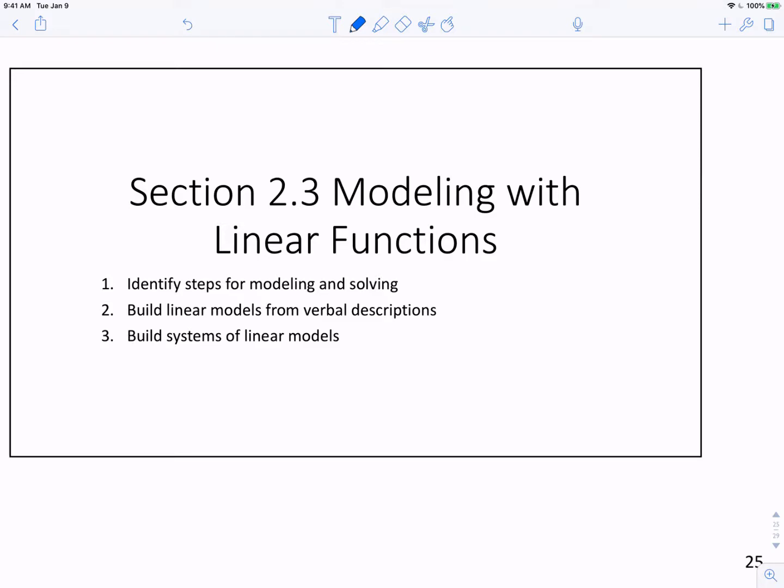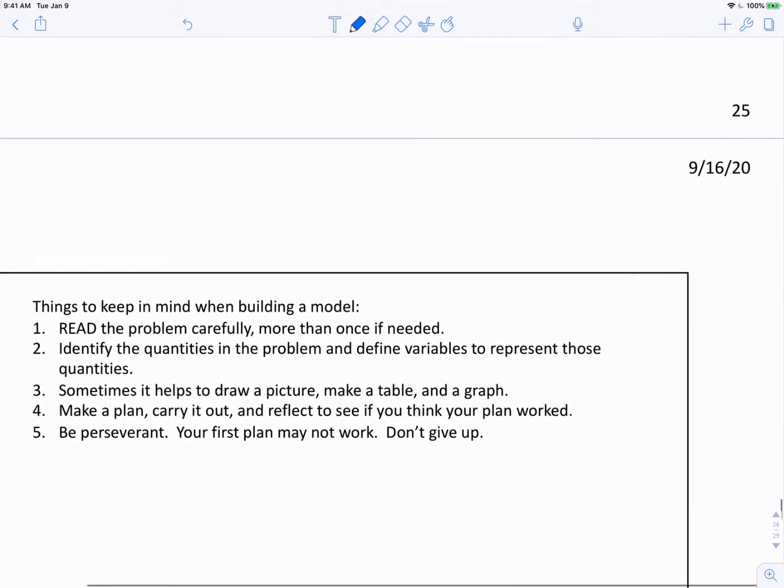Section 2.3, Modeling with Linear Functions. In this section, we'll identify the steps for modeling and solving. We'll build linear models from verbal descriptions, and we'll build systems of linear models.